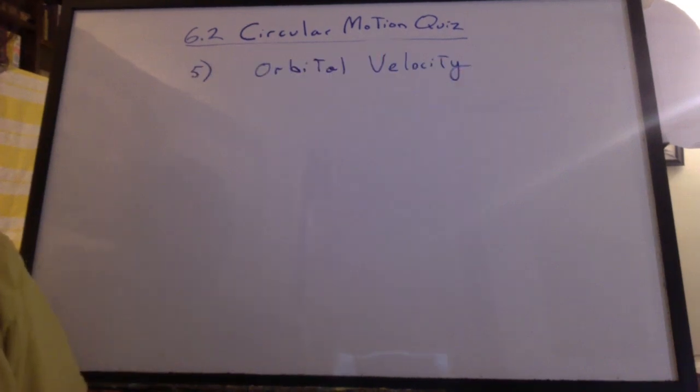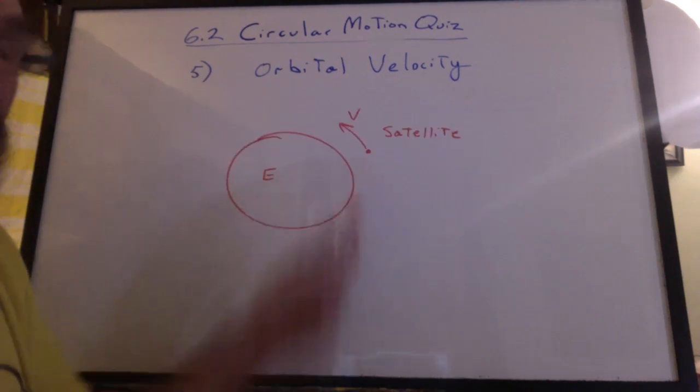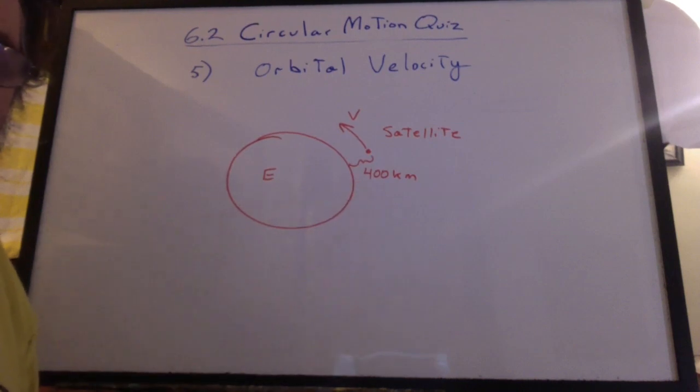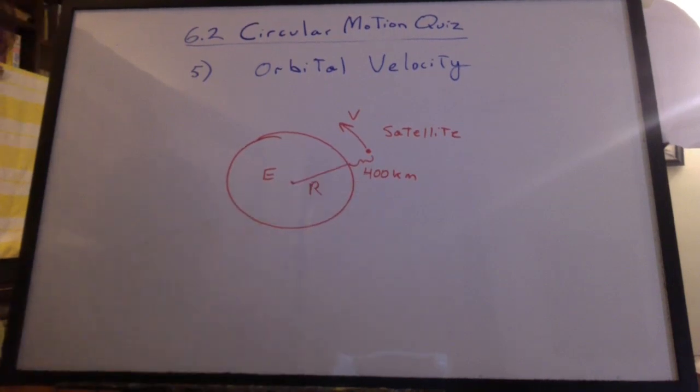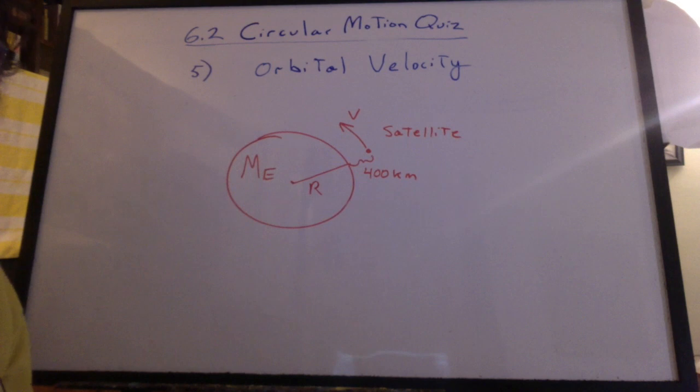Orbital velocity, let's try one of those. Well, at astronomy night, we saw a satellite. Let's just pretend it was 400 kilometers above the Earth. We know the radius of the Earth. We know the mass of the Earth. We have to find the orbital velocity. Now pause the video and try it yourself.